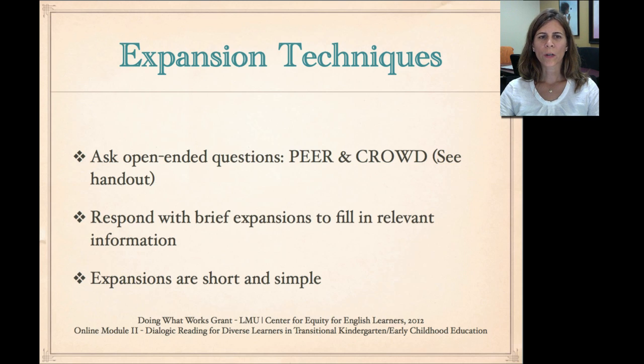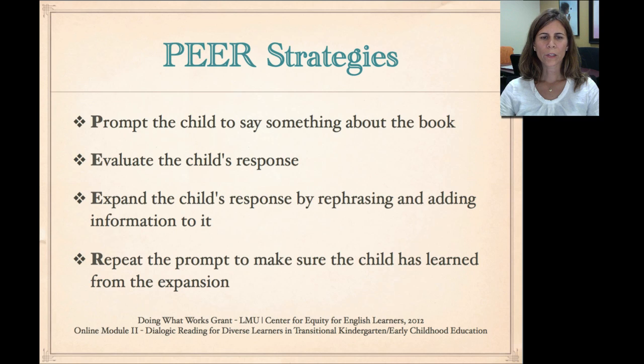The questions are built in a sequence for teachers to engage in a conversation with children around a story. PEER strategies are easy to recall by remembering the first letter for each prompt. So for P, prompt the child to say something about the book. E, evaluate the child's response. E, expand the child's response by rephrasing and adding information to it. And R, repeat the prompt to make sure the child has learned from the expansion.